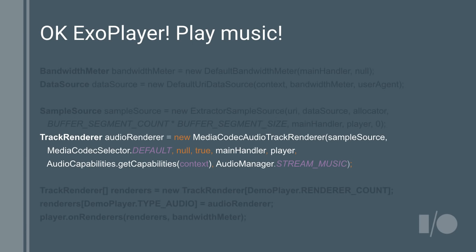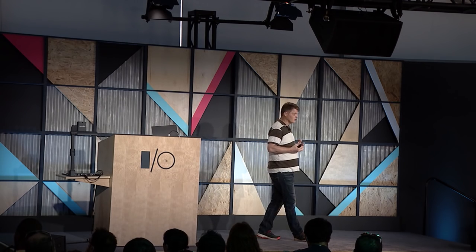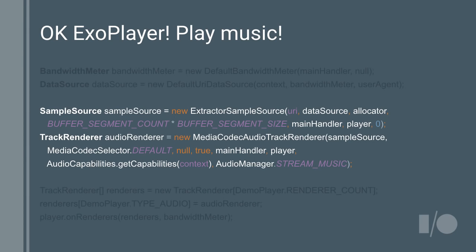We require such a track renderer. In this case, it's a media codec audio track renderer. So the interface is a track renderer, and the concrete class implementing this interface is a media codec audio track renderer. This media codec audio track renderer takes a couple of arguments in its constructor, and the most interesting one is the first argument, the sample source. The sample source is a collaborating component. So the media codec audio track renderer requires a sample source to get audio data or audio samples from it.